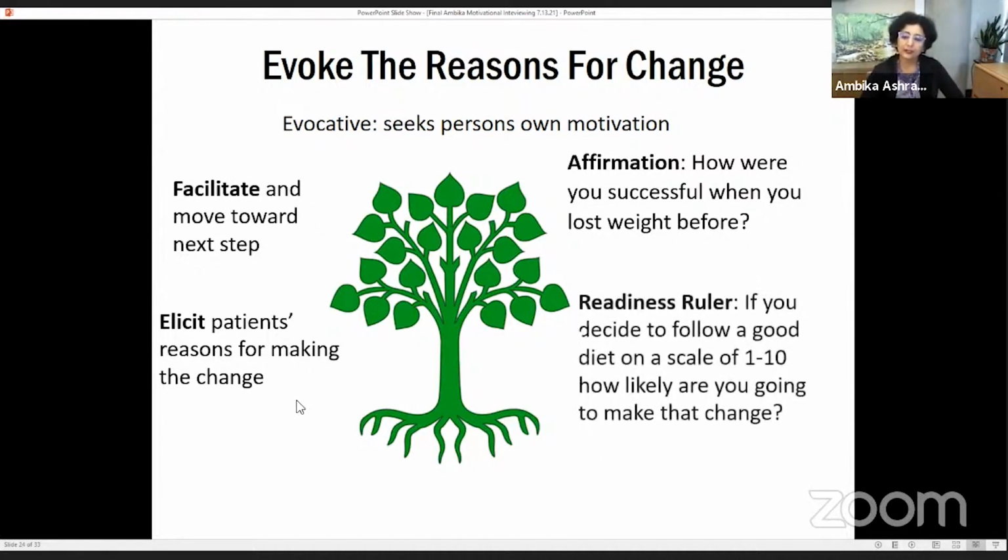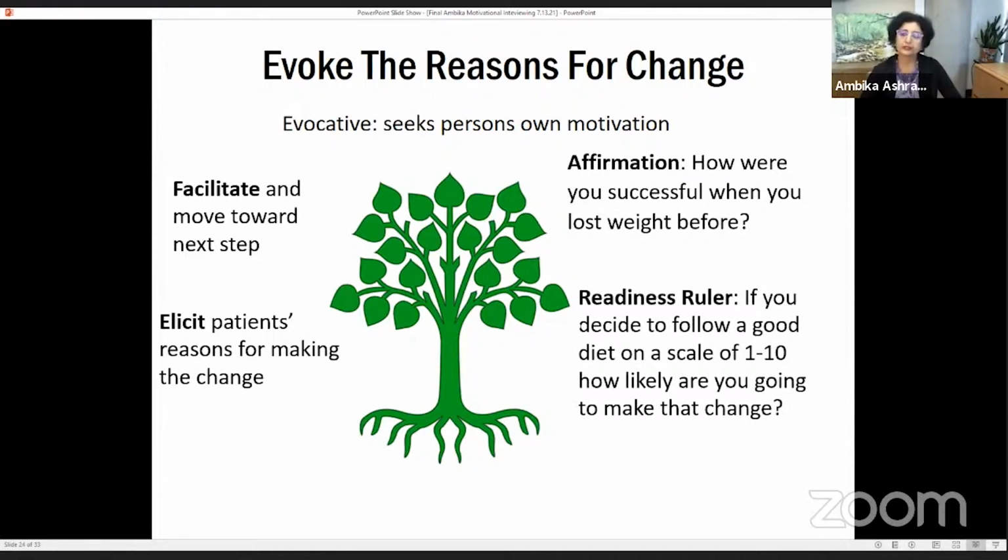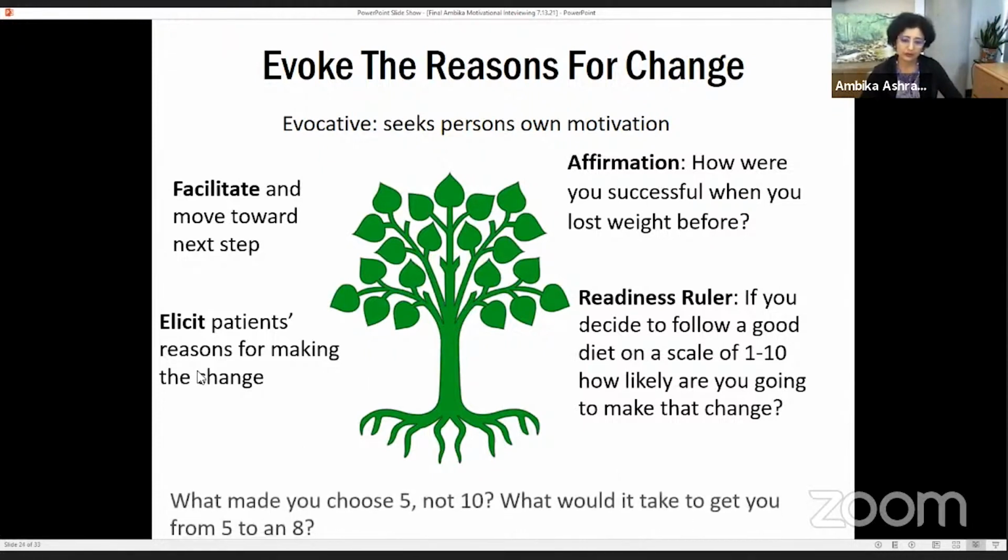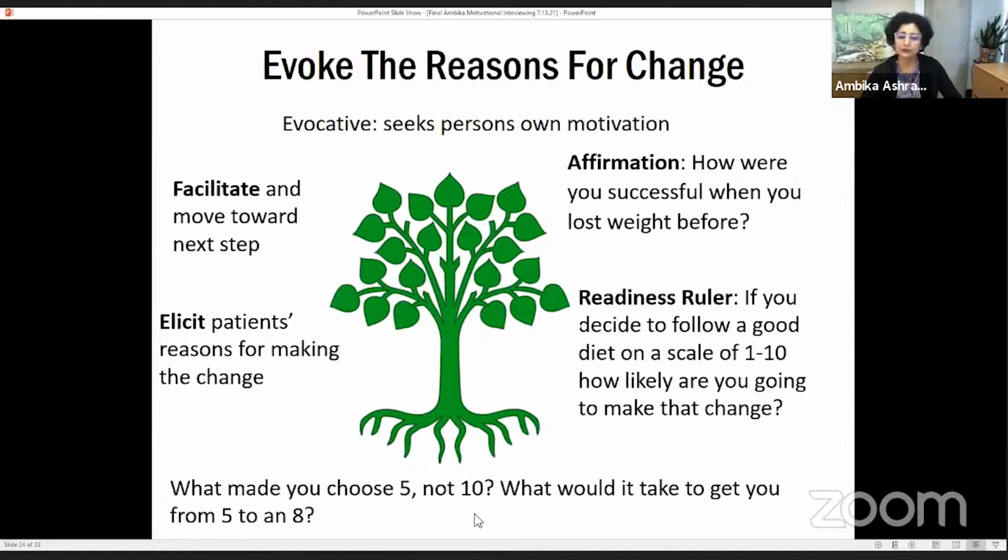And another important component that I'm trying to practice is the readiness ruler. If you decide to follow a good diet, on a scale of 1 to 10, how likely are you going to make that change? If the patient says they are at 5, not 10, you can ask, what made you choose 5, not 10? What would it take to get you from 5 to an 8?